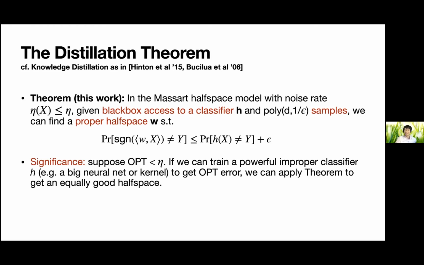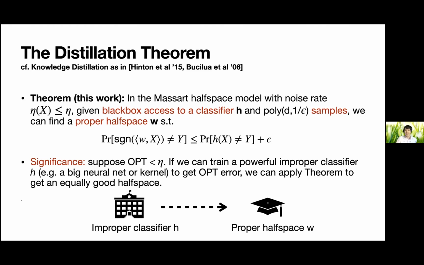And how to interpret that? Well, we're going to see some examples of this, but basically, in the case where opt is less than eta, suppose we can come up with some other way to get a good classifier. So for example, I'll do a huge polynomial regression. This is a common trick in the literature that gets close to opt error, but that would be a really complicated hypothesis. If we combine it with this theorem, we can then get a half space which has very good prediction accuracy and is as simple as possible. We'll think of H in this context as a teacher hypothesis, and W as a student hypothesis, and the student manages to learn from the teacher.